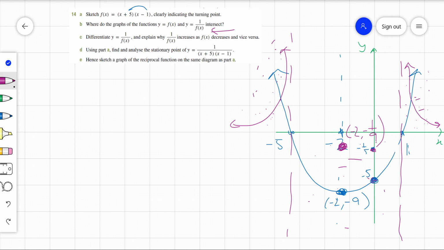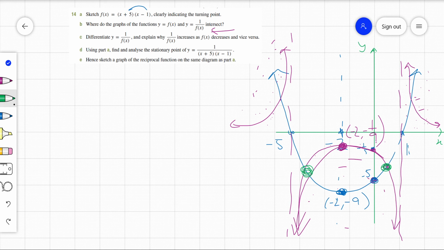So you can see again where it's negative, 1 on f of x has to stay negative. So it's going to come down like that, and it's going to come down like this as well. It's probably a bit flatter there. Now it does say to see where they intersect. So you can see they would intersect, I put it in green, here and here.